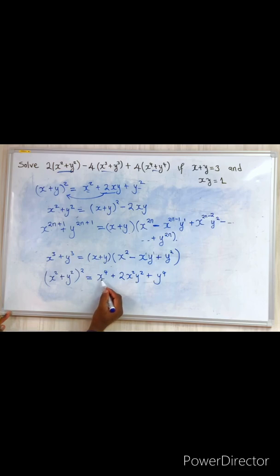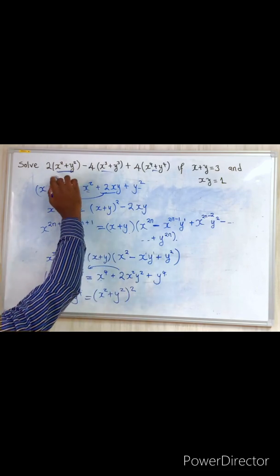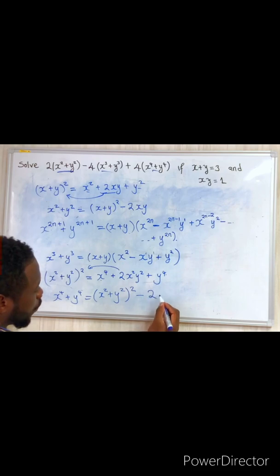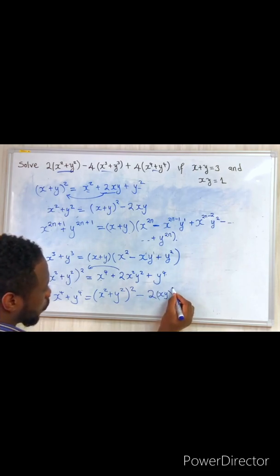Now we have x to the power 4, y to the power 4. Then this part, we can just bring it this side. So what you have is x to the power 4 plus y to the power 4. This is equal to x squared plus y squared, and this you square it. This is already familiar, like what we had in the first case, minus 2 times x times y, these two also squared.